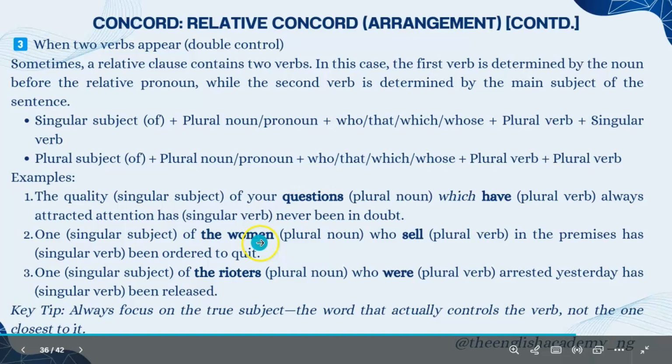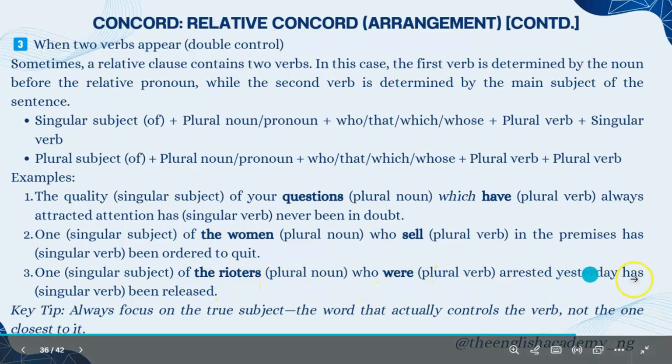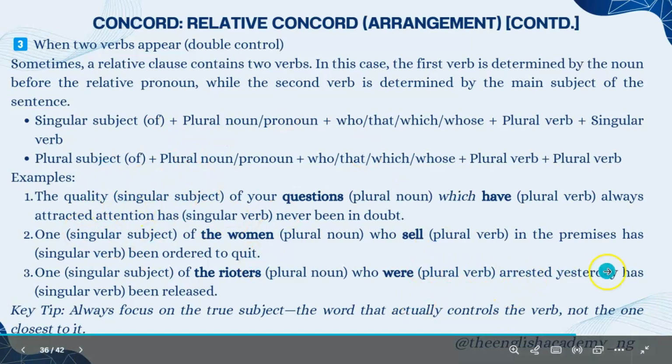One of the women who sell in the premises has been ordered to quit. That is, many women sell in the premises, but one of them has. So this one determines this verb has. These women determine the verb sell. One of the rioters who were arrested yesterday has been released. So always focus on the true subject, the word that controls the verb, not the one that is close to it. The one that controls it is the quality, that's the one that controls the verb. Are you getting what we are saying?